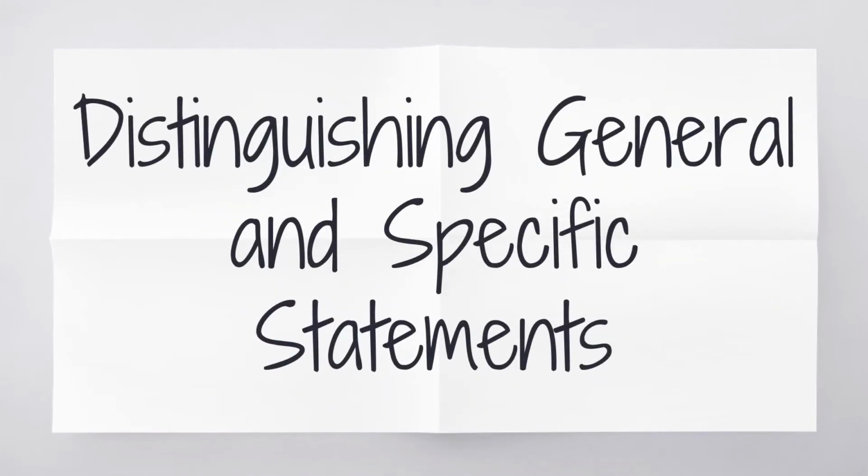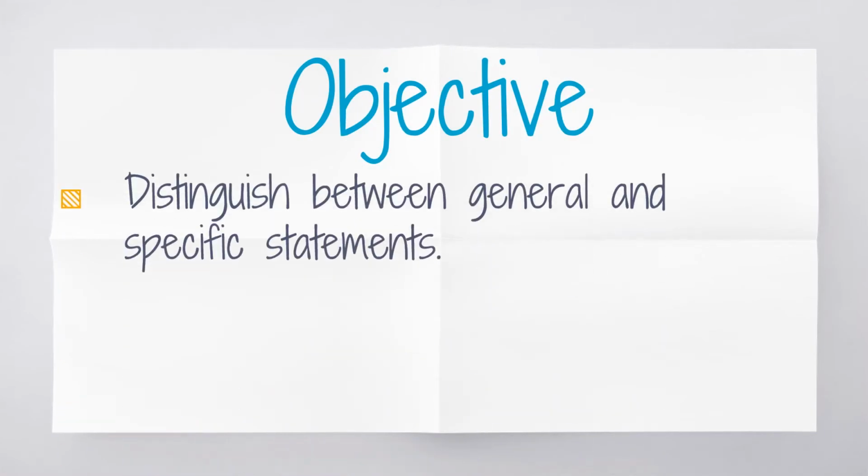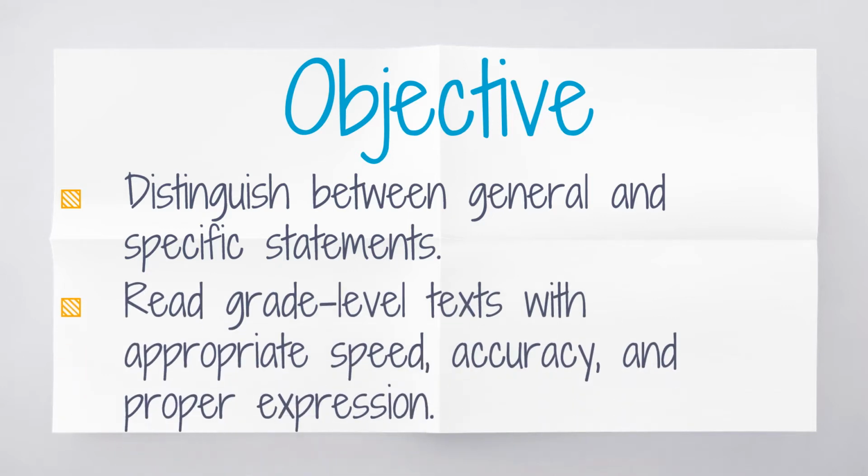Last week, we talked about writing directions using signal words. This week, you'll be learning about distinguishing general and specific statements. At the end of this week, you will learn to distinguish between general and specific statements and to read grade level texts with appropriate speed, accuracy, and proper expression. Are you ready? Let's begin.